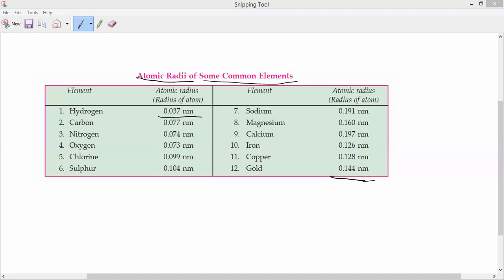Next, this is STM, not the transmission electron microscope. This is the scanning tunneling microscope. You have to remember this. STM means scanning tunneling microscope. What is the use of this one? It is an advanced type of electron microscope which produces computer generated images of the surface of elements, which show the individual atoms.